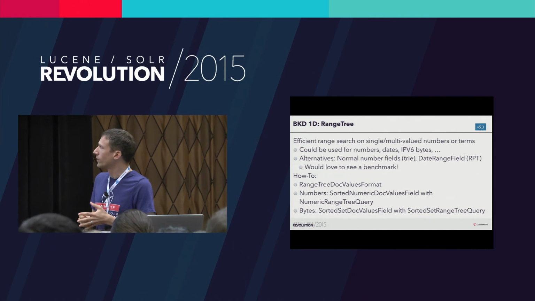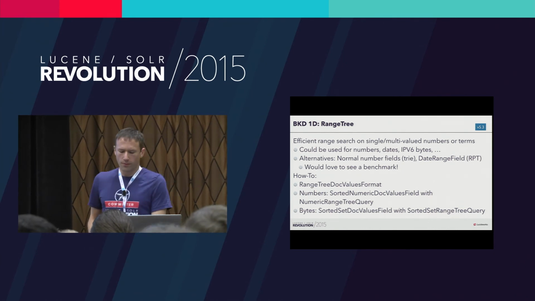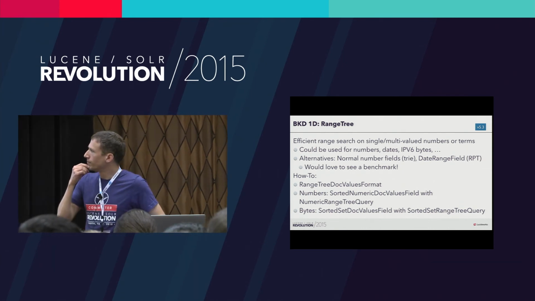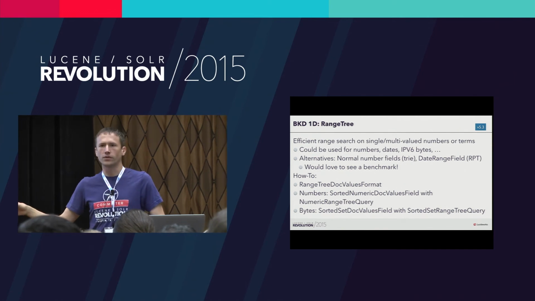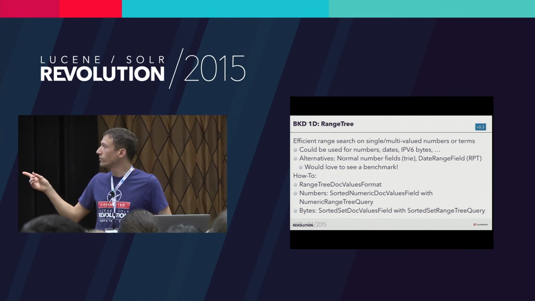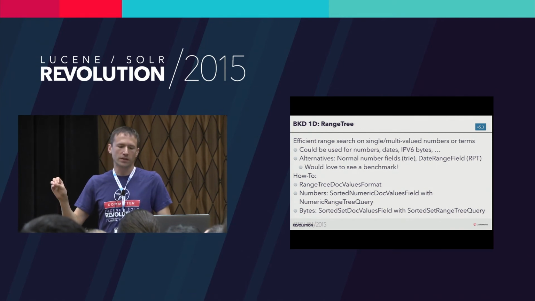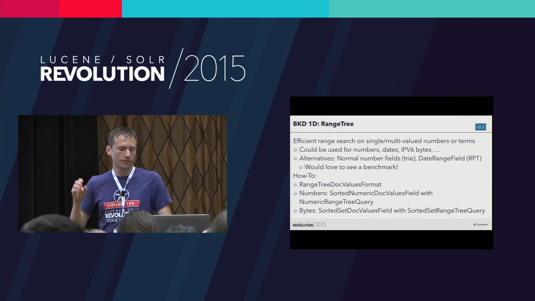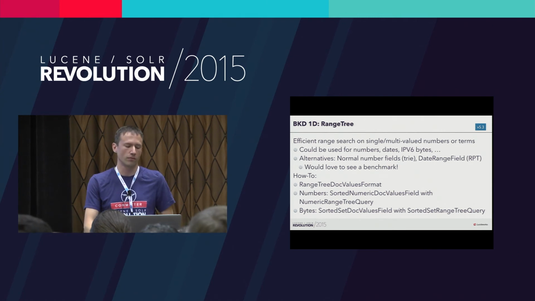So this won't necessarily be for everybody going forward, depending on what's most important to you. Yeah, it's basically an alternative to number fields. And it does multi-valued as well. To use this, you basically need to use the range tree doc values format, and then you put your numbers in doc values. And it's actually not even limited to numbers. You can use this for bytes. I don't want to get into too many details, but if you had an IPv6 scenario, you could search for that with this.